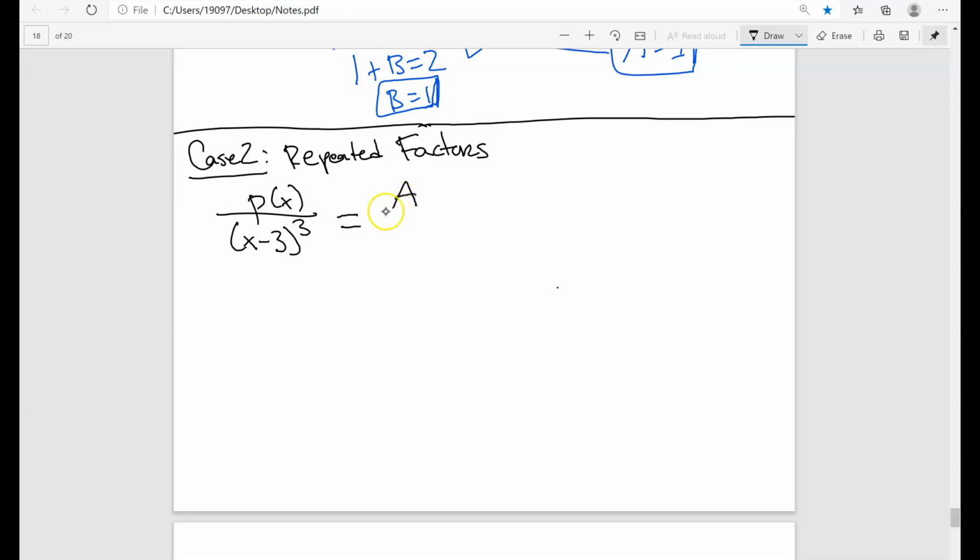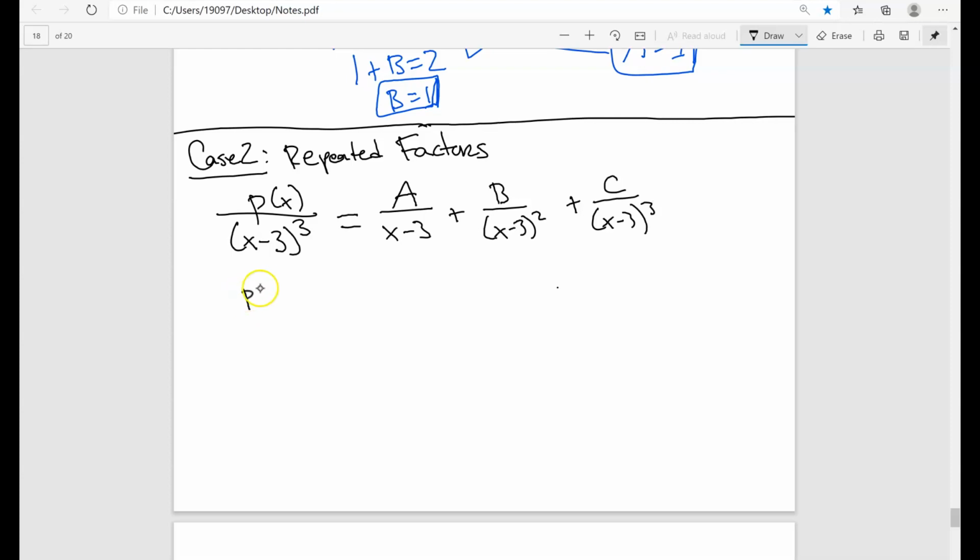So you'll have a over the first one, but to the first power, then b over the x minus 3 to the second power, and then c over x minus 3 to the third power. That's basically what you're going to do. So it's actually more terms and a little bit more work to do.